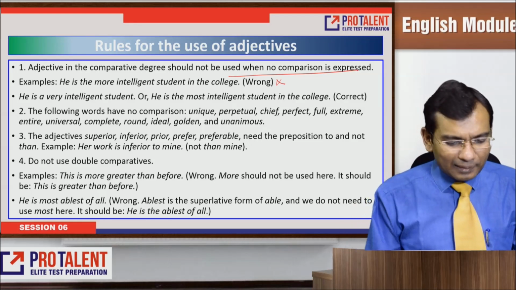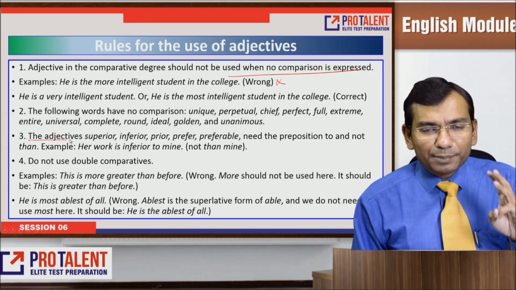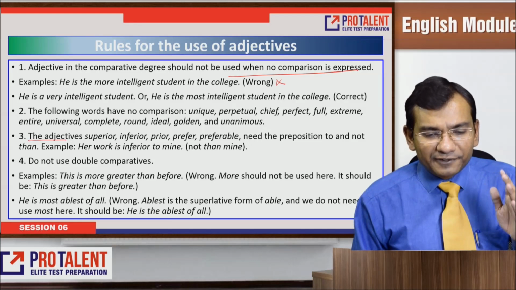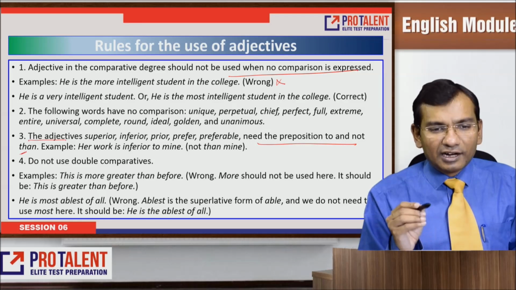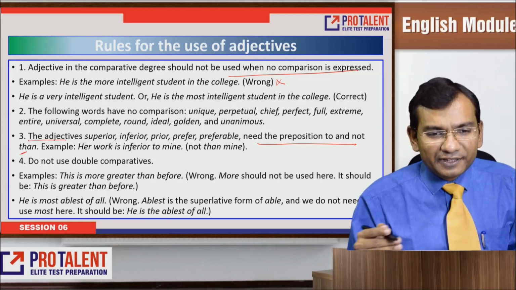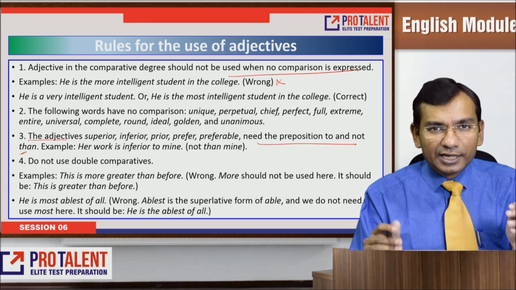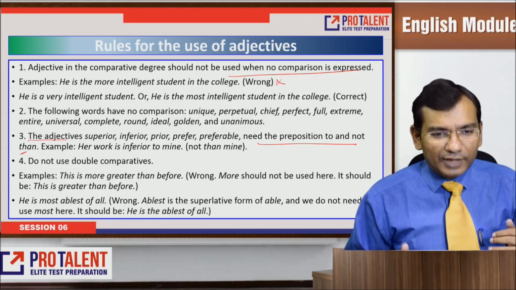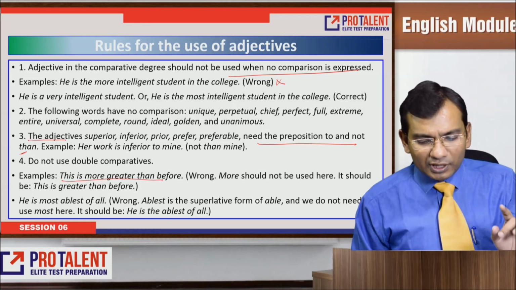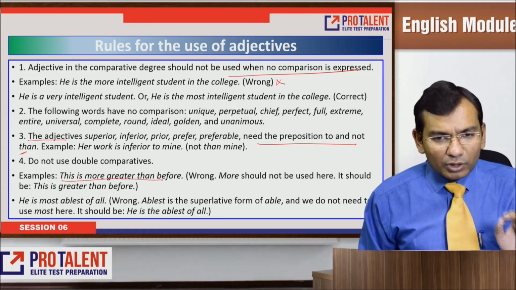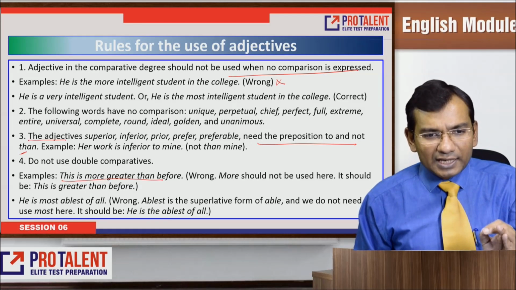ठीक है, अगला पॉइंट है the adjectives superior, inferior, prior, prefer, preferable, need the preposition to and not then. Her work is inferior to me, inferior than me nahi chalega, inferior to me. Okay, this is more greater than before. अब ये चलेगा क्या यहाँ पे? More should not be used here because it is already coming as greater.